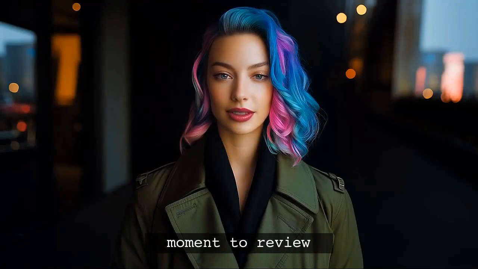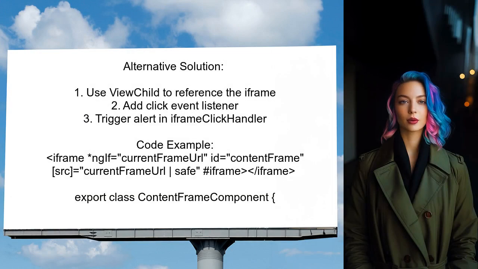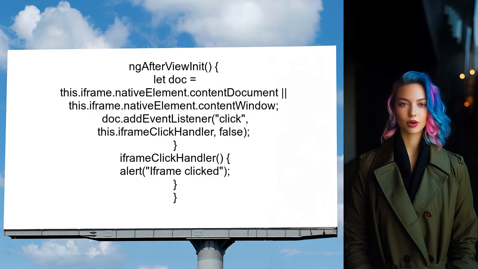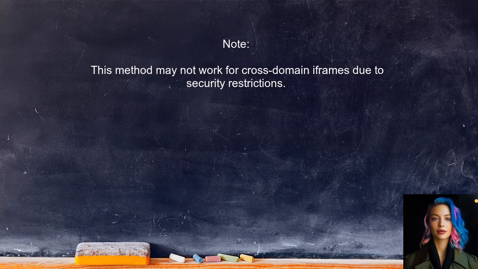Let's take a moment to review another user's answer. An alternative solution provided by another user suggests a similar approach to handling clicks inside an iframe. They recommend using the ViewChild decorator to reference the iframe and then adding an event listener for click events. The iframe click handler function can be used to trigger an alert when a link inside the iframe is clicked. It's important to note that this method may not work for cross-domain iframes due to security restrictions.